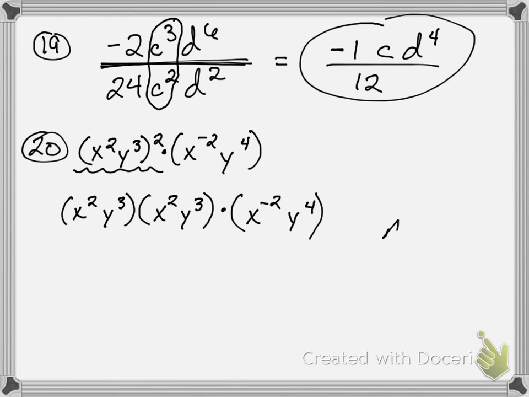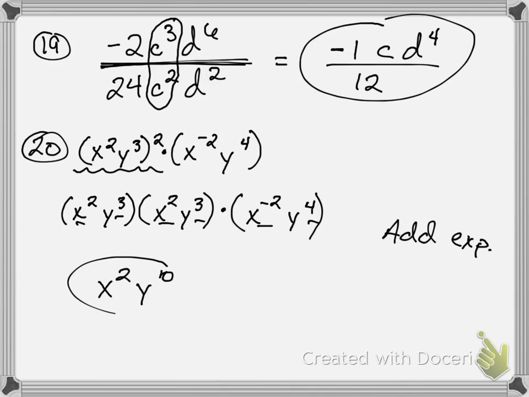So what I'm going to do is add all my exponents. All right, so I have 2 exponents, negative 2 exponents. So that leaves me 2 plus 2 is 4, 4 minus 2 is 2. So I got x squared, 3 plus 4 is 7, y to the 7th, and that one would be done.